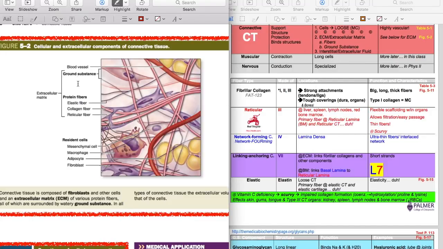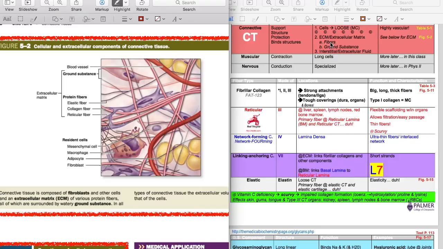We've got ground substance, fibers, protein fibers, elastic and collagen fibers. They're all formed out of protein. And then the other component here that's not in this illustration is interstitial fluid, which is in connective tissue. But please note that extracellular matrix does not include extracellular fluid. ECM, extracellular matrix, is just fibers and ground substance.